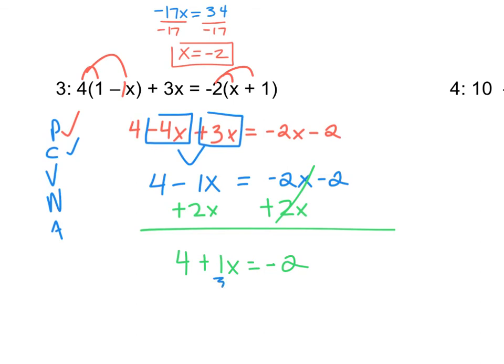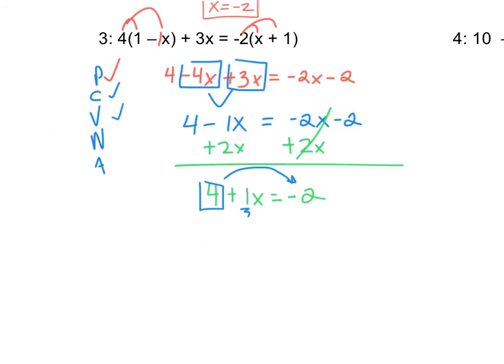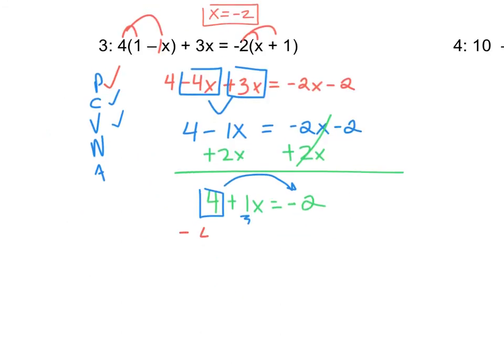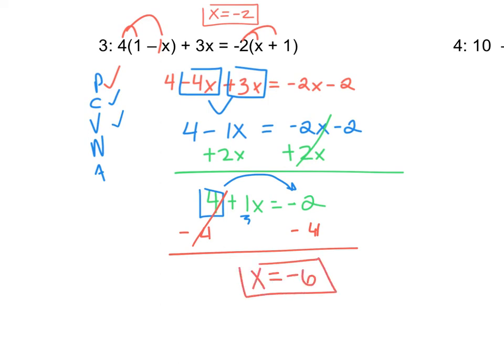So now all of my variables are on the left-hand side, and now I need to get all my numbers to the right-hand side. So I have to ask myself, how do I get this 4 over here? It's positive, so I have to subtract it. So I'm going to subtract a 4 from both sides. -4, -4. 4's cancel. -2 minus 4 is -6. So x equals -6. And that's your final answer.